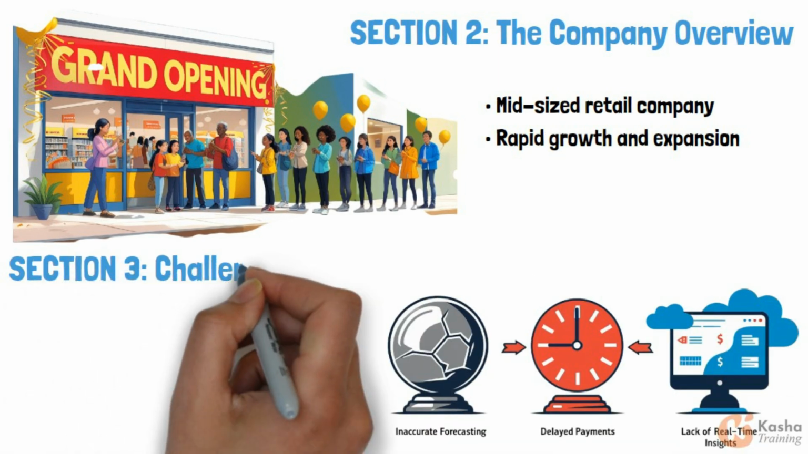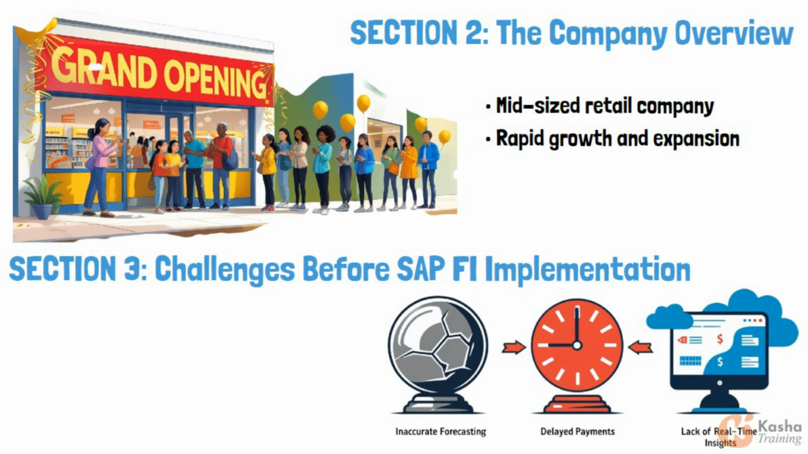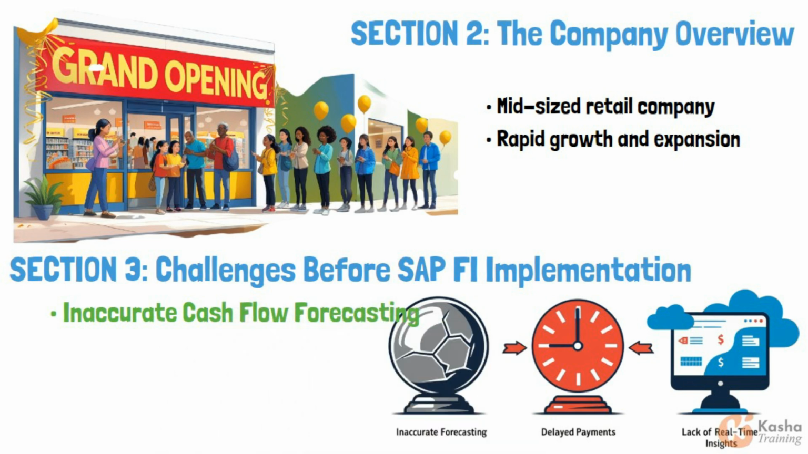Section 3. Challenges before SAP FI implementation. Before implementing SAP FI, the company encountered several key challenges. Inaccurate cash flow forecasting: manual processes led to unreliable cash flow projections, making it difficult to plan for future expenses.